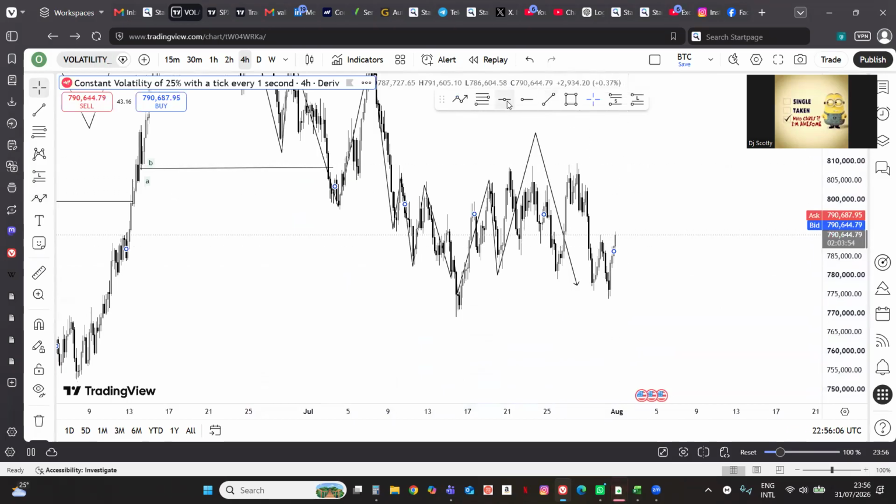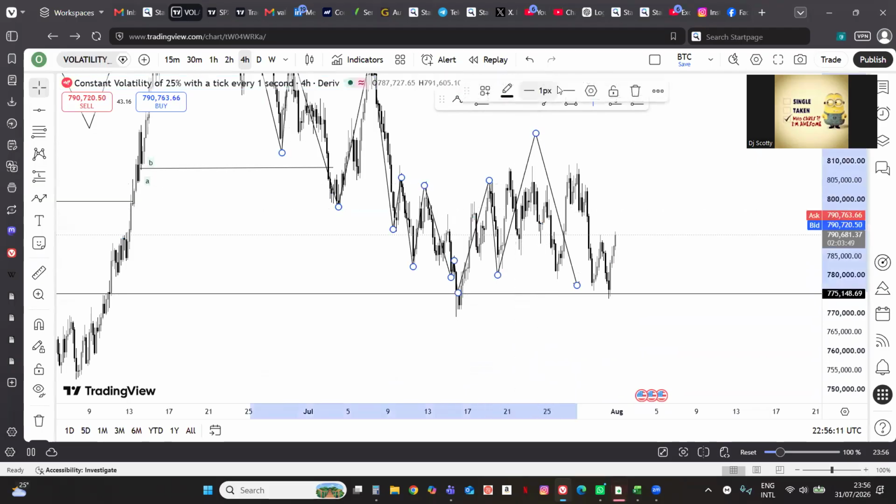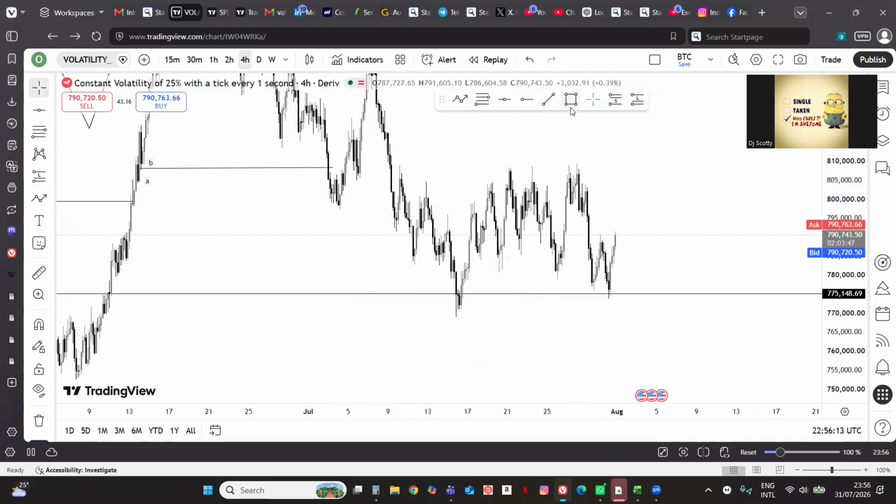Even though it has gone a bit on the 5 minutes, it has still been perfect to take this trade. Look at the confirmation I was telling you about. This inducement here. Look at this inducement.